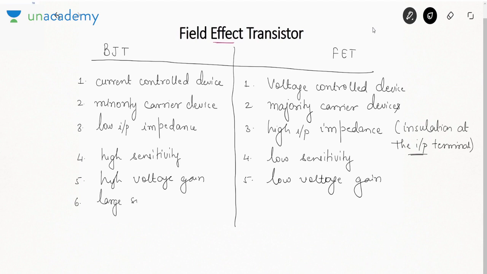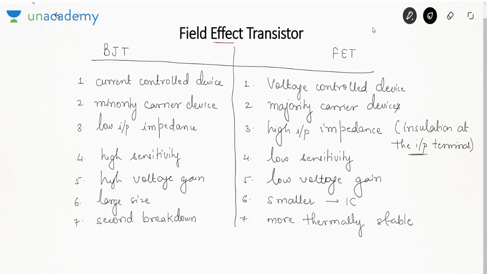Large size. The size of BJT is large, whereas FET is smaller. Since FET is smaller, it is mostly used in IC design, because if you are fabricating multiple devices on a single chip, then the device size should be smaller. And BJT suffers from a problem of second breakdown that I told you in the initial part of BJT. FET is more thermally stable. Thermally stable means it does not suffer from the problem of second breakdown. Okay, these are some of the major differences between BJT and FET.